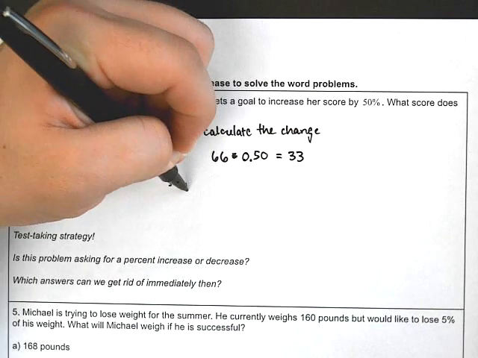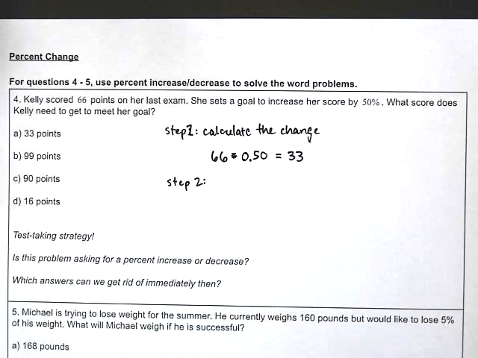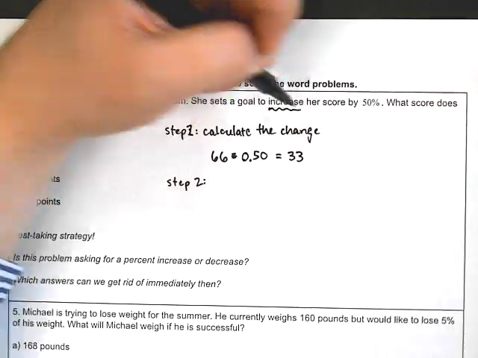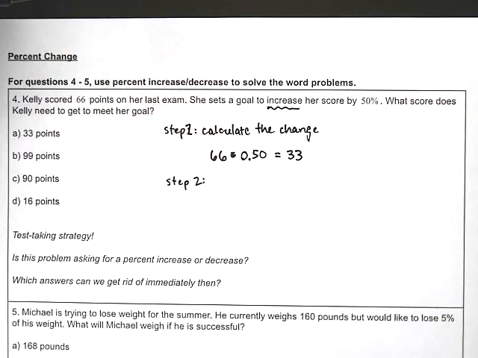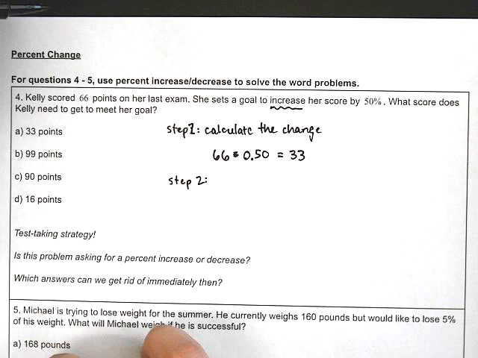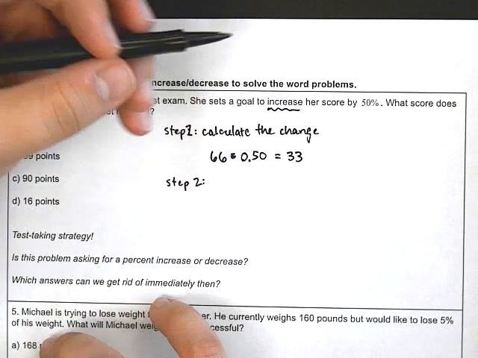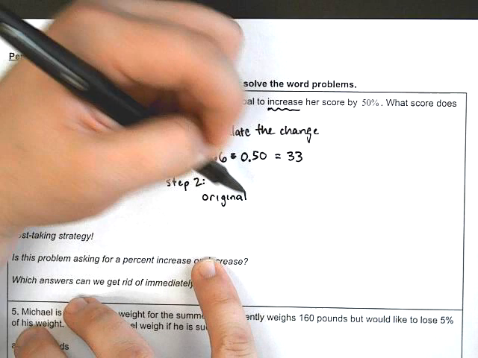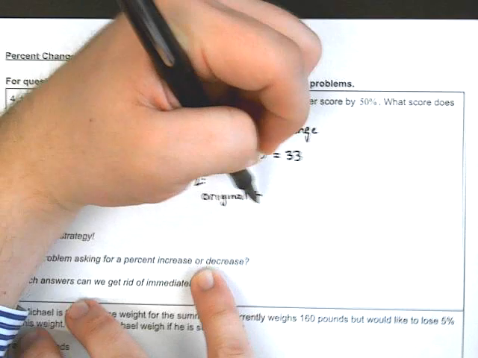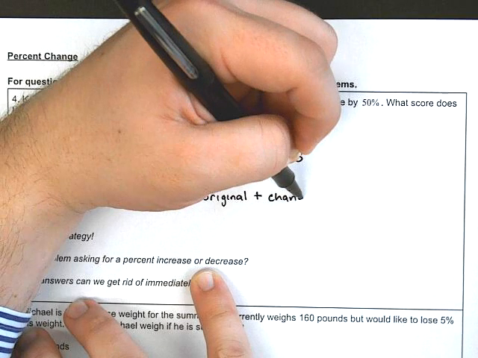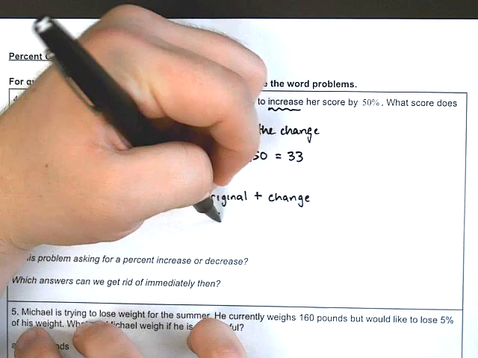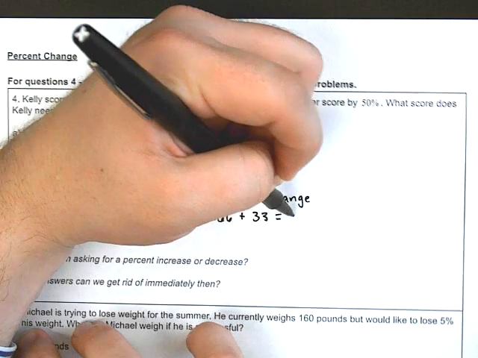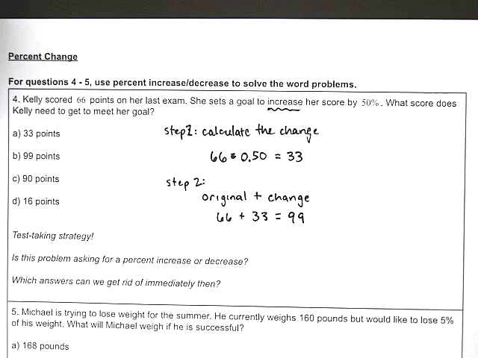Step 2, though, is to really kind of think about what's happening here. She sets a goal to increase her score. So what are we going to have to do? We're going to have to take the original and we're going to add the change. So 66 plus 33, and that gets us 99. Okay?